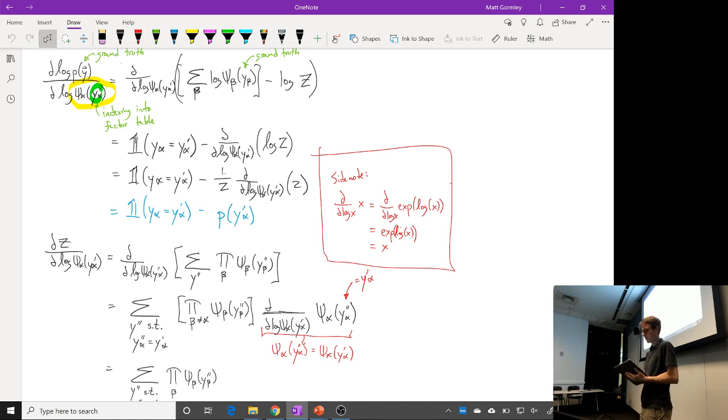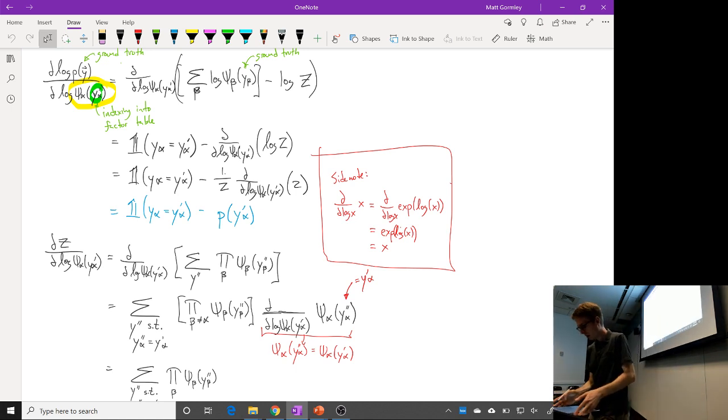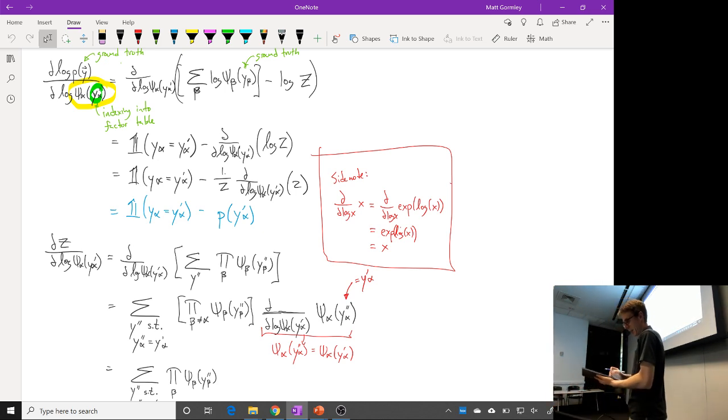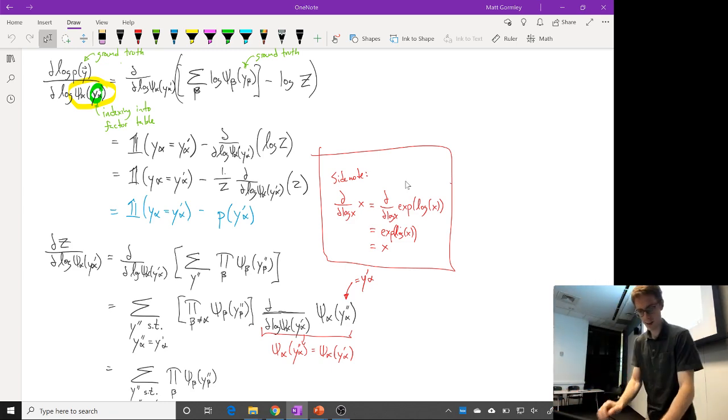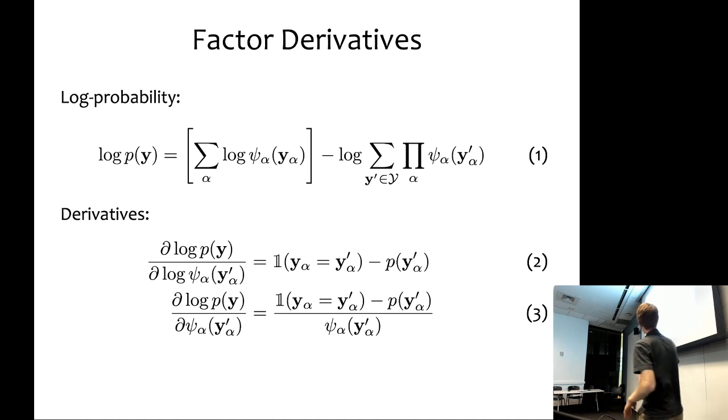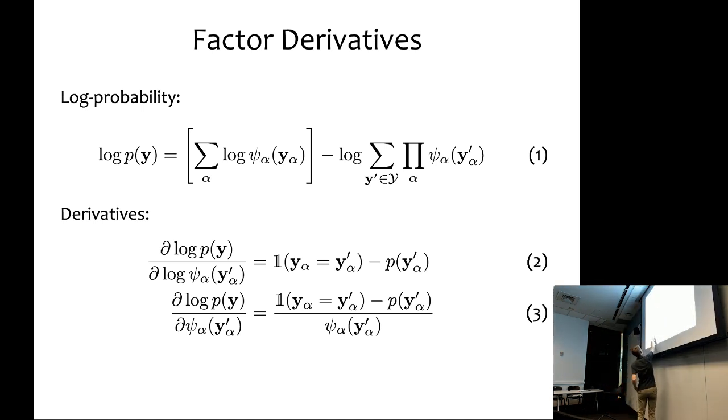Okay. I guess the last detail here is that you can do all of the same math, except with respect to not the log of the potential, but the potential itself. And what you get back is essentially the same thing, except that you need to divide out the actual value of the potential, because we're no longer taking its log.